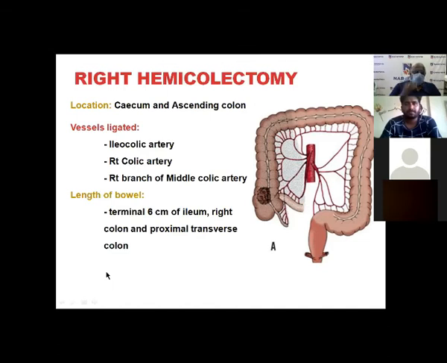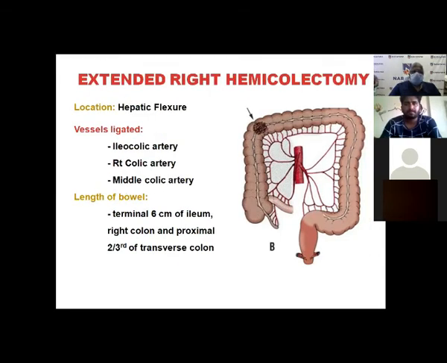This is a routine question that is asked in the examination viva: what is right colectomy, and what are the vessels you ligate? Please see to this. Extended right hemicolectomy, for a tumor in the hepatic flexure of the colon: the proximal two-thirds of the transverse colon is taken off. Branches ligated are the ileocolic, right colic, and the whole of the middle colic at the trunk, whereas earlier there was only the right branch.